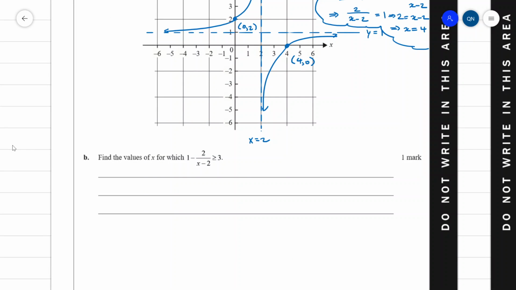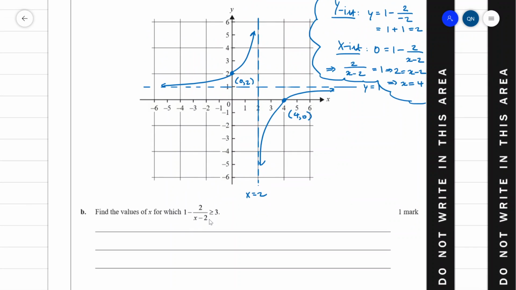Perfect. Now, find the values for which this function is greater than or equal to 3. So in particular, this is the function we graphed, y equals this function. So we're essentially asking, where are the y values greater than or equal to 3? So where is 3? Well, y equals 3 is over here. So we're trying to figure out which values of x make this graph greater than or equal to 3. As you can see, hopefully we're looking at this range of values over here.